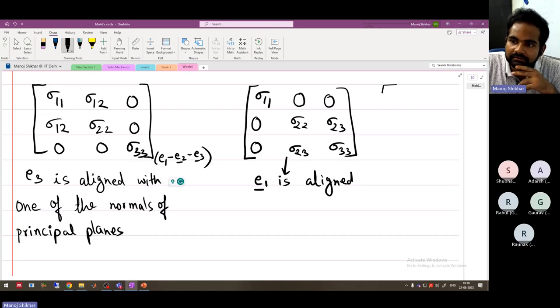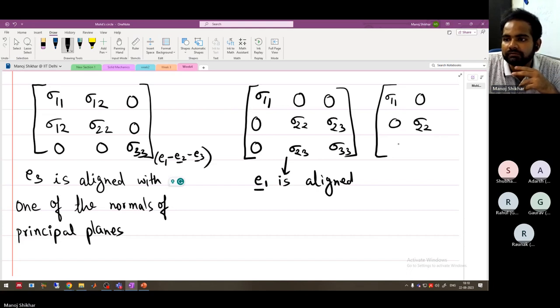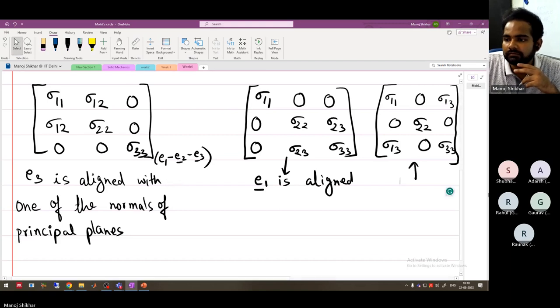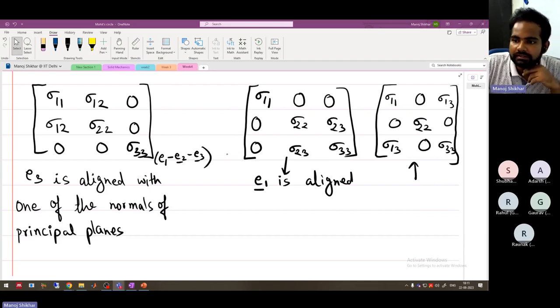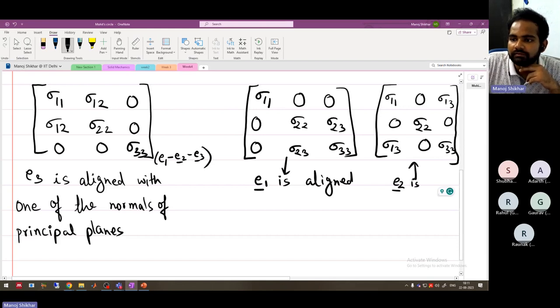What if E2 is aligned? If E2 is aligned, sigma 1 1 will be present. Sigma 1 3 will be present. So in this case, E2 is aligned.